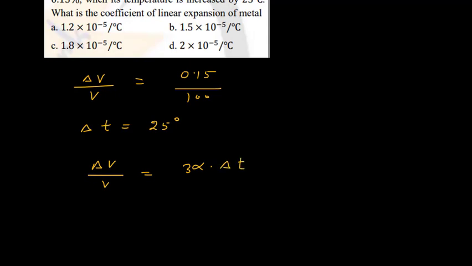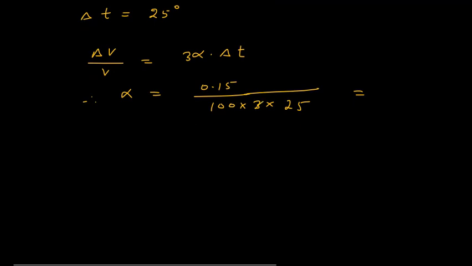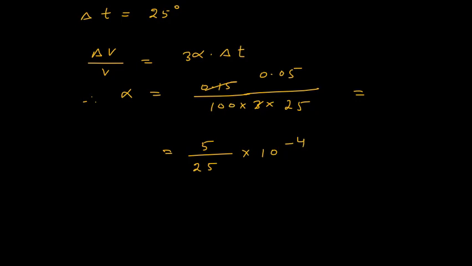In place of gamma I have written 3 alpha because finally we have to find the value of alpha. So the value of alpha is delta V upon V, which is 0.15 divided by 100, then here we have 3 and then delta T. Delta T is 25. So this is equal to, now 3 5s are 15, so 0.05. You can say this is equal to, you multiply by 100 in numerator and denominator, so your numerator will be 5, denominator will be 25, and here it will become 10 power, as I have multiplied by 100, so it will become 10 power minus 4.